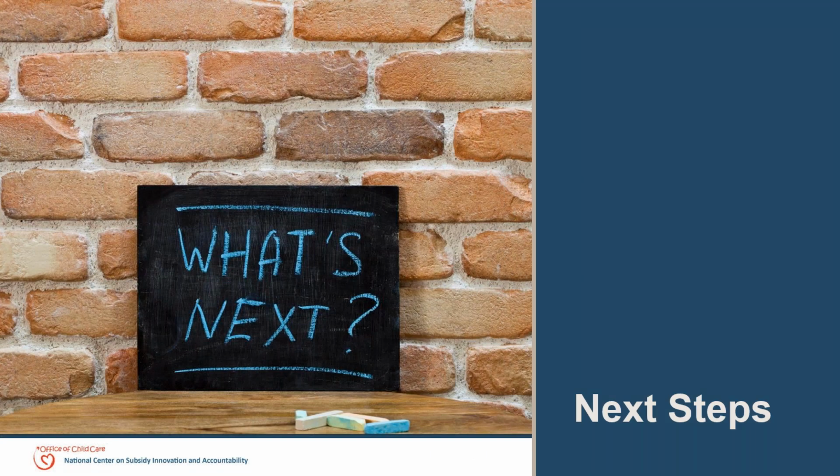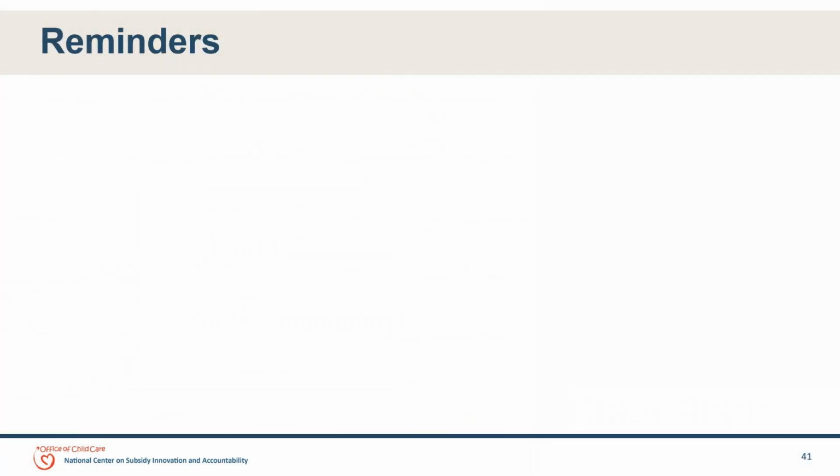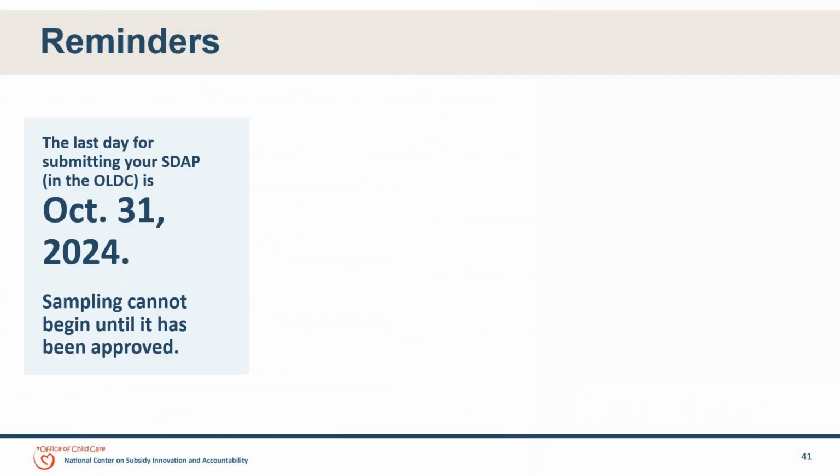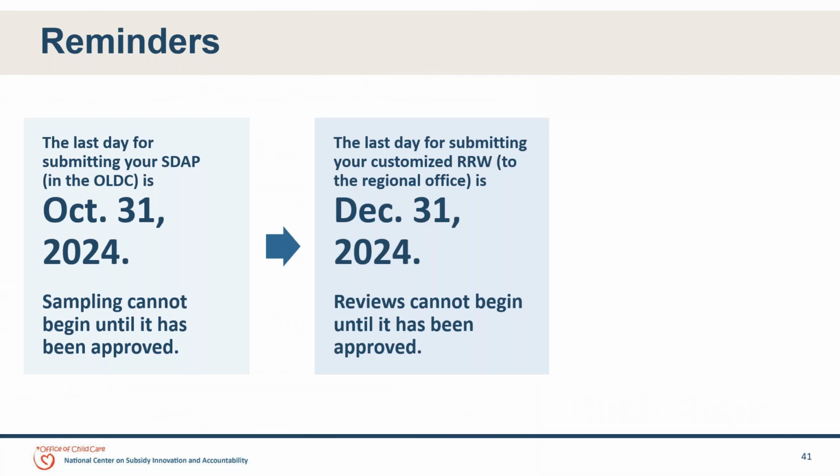So we got a couple more minutes, and I wanted to spend a few minutes on some next steps for your year 3 cohort. Just a couple of reminders. Like I mentioned at the beginning of the webinar, these are the last dates for submitting your SDAP as well as your customized record review worksheet. So those dates are October 31st and December 31st, respectively.